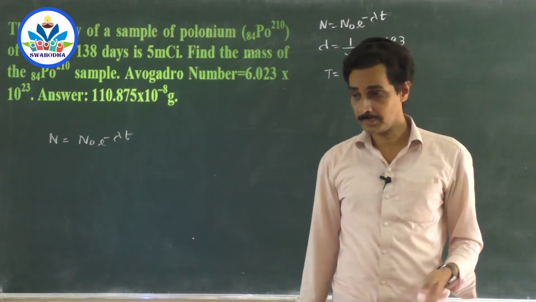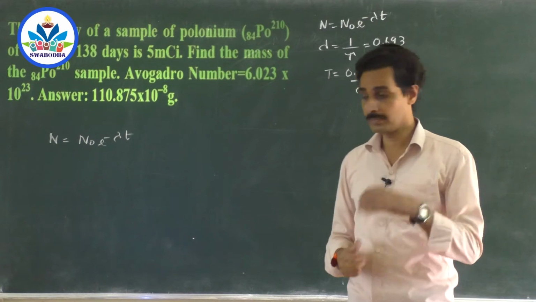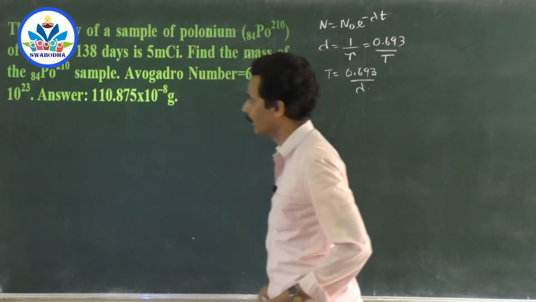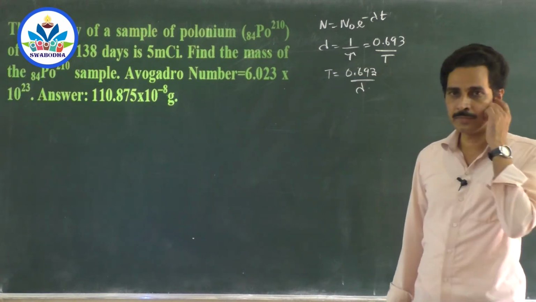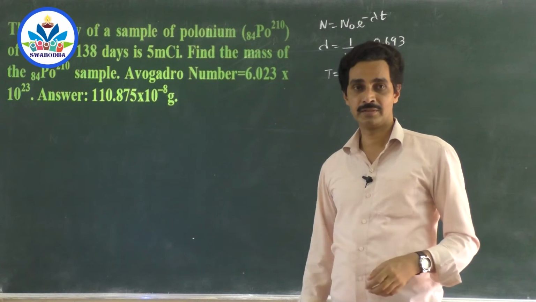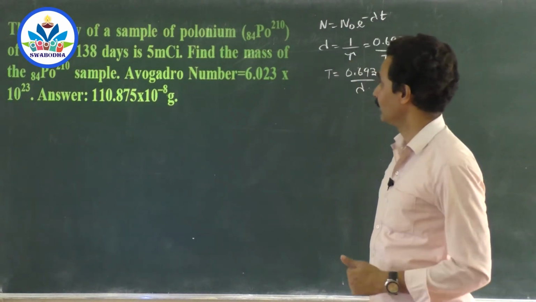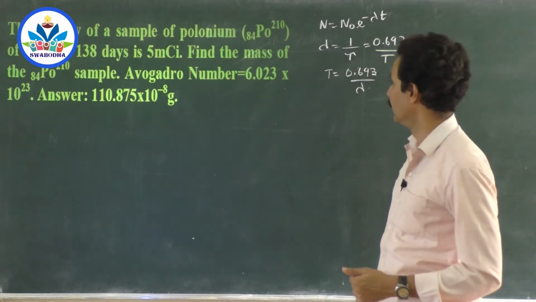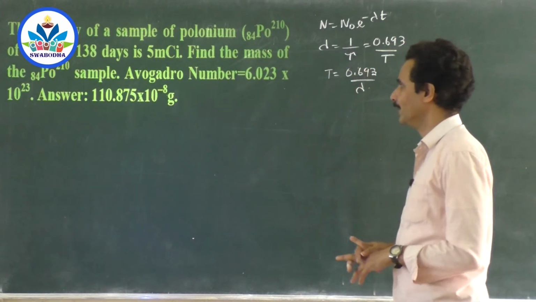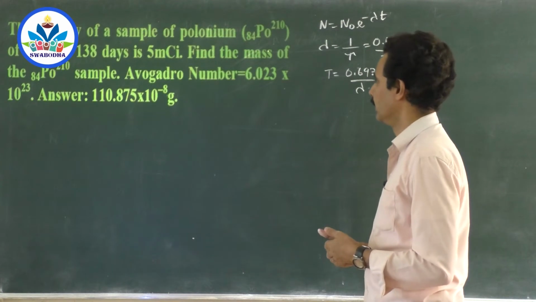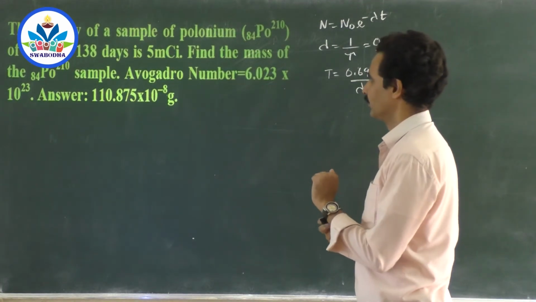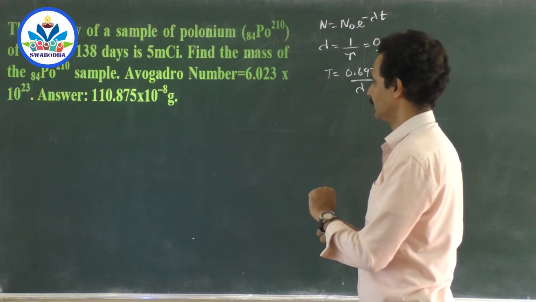Now using these formulas we have to solve the problem. We will go to some problems, and then we will move on to some entrance exam problems also. You have this problem in your PDF sheet. The activity of a sample of polonium, atomic number 84, mass number 210, of half-life 138 days, is 5 millicurie. Find the mass of the polonium-210 sample.